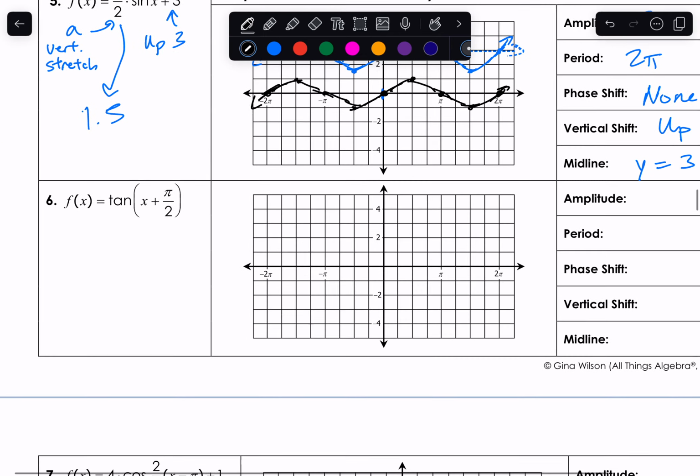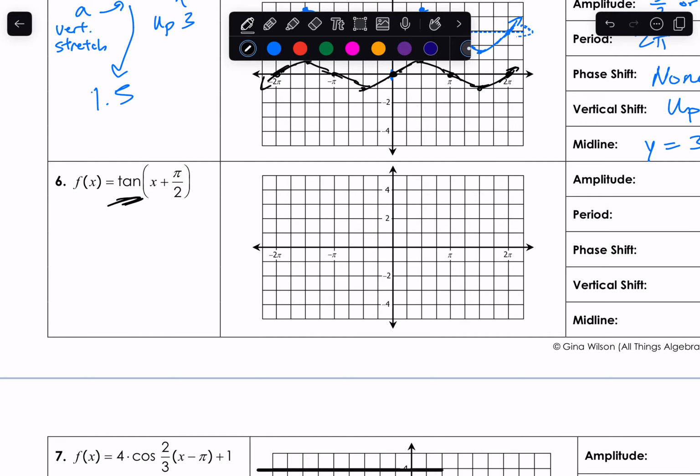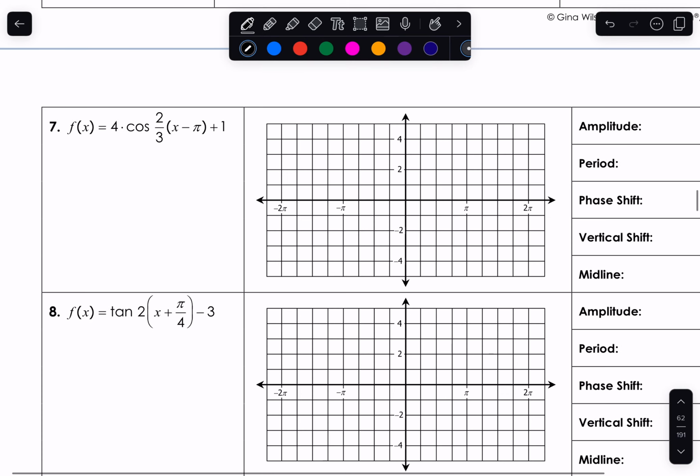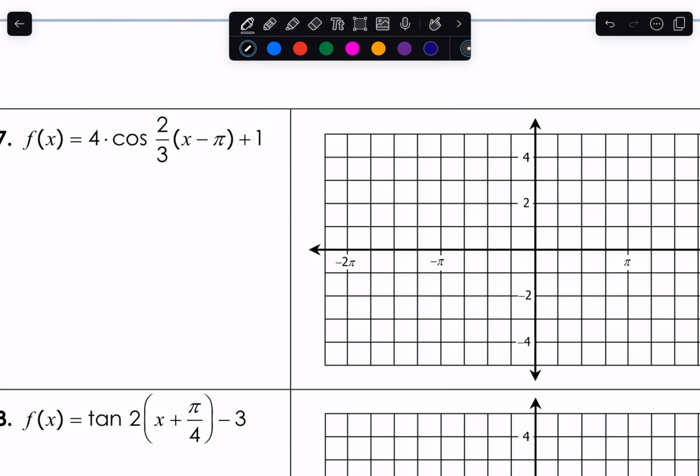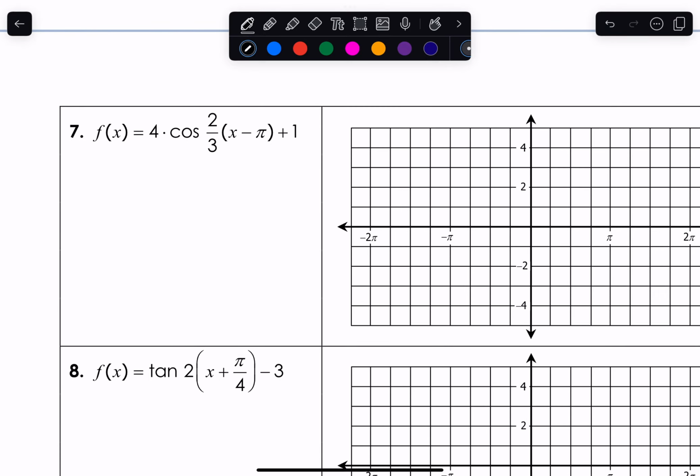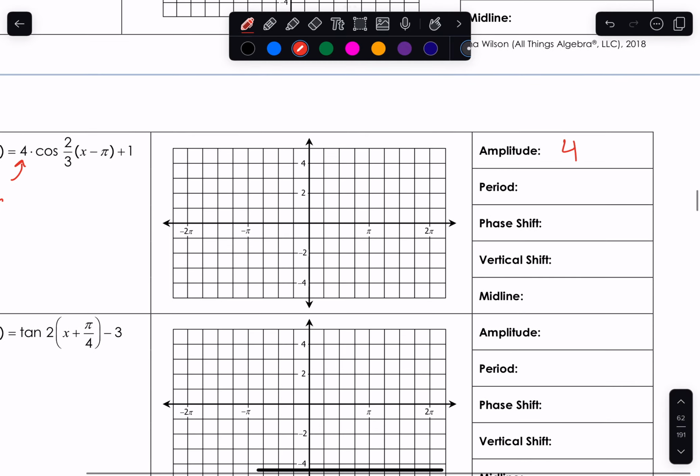Let's take a look at another example. Again, we're going to do tangent graphs later. I'm not worried about it. It looks kind of crazy. Let's try this crazy looking one right here, because this does a lot. Like we did before, let's label what this does. The 4 is my A. So that is a vertical stretch. My vertical stretch is 4. So now my amplitude, and I can fill that in over here, is now 4.